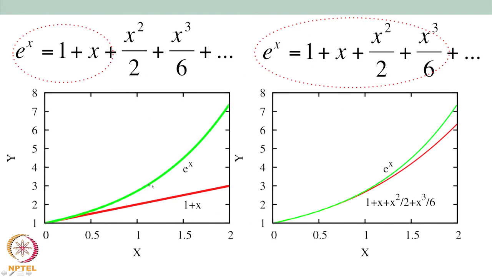So here is a comparison. If you just take only 2 terms, the green in both the left and right side is y equals e power x. In the red, left hand side, red is y equals 1 plus x. That is, I take only 2 terms, I will get this. If I take 4 terms, the red curve becomes closer to the green curve. If I take 5 terms, it will become closer. If I take 6 terms, it will become further closer. And if I take many terms, e power x will be equal to the sum of these terms.